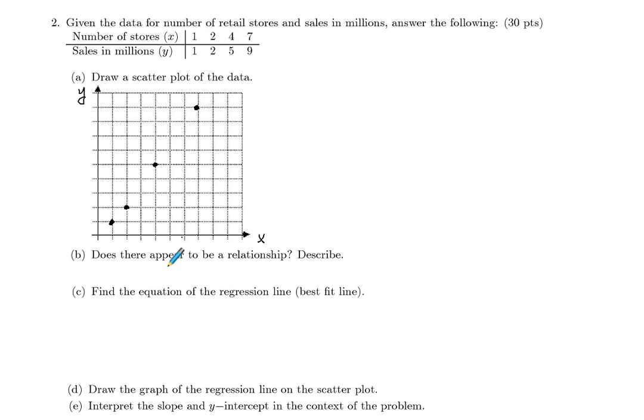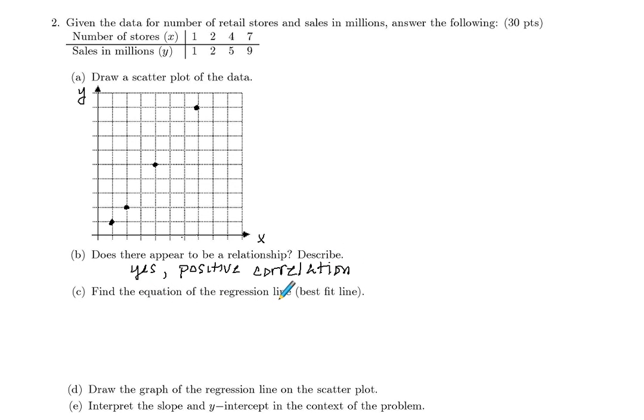So does there appear to be a relationship? Yes. Looks like there's a positive, fairly linear relationship. We can definitely tell that there's a positive correlation, and that's really all you have to say at this point. So when one increases, the other increases.